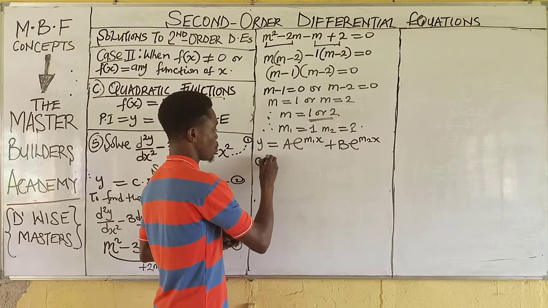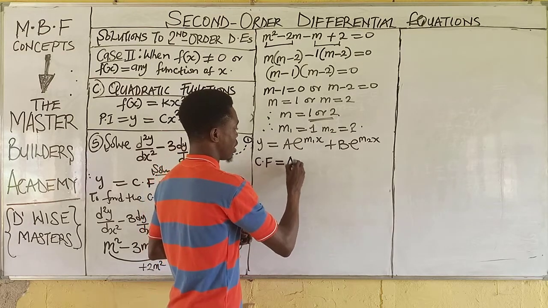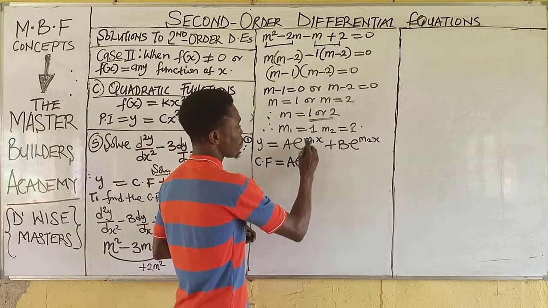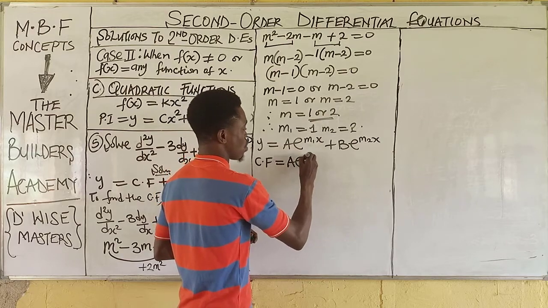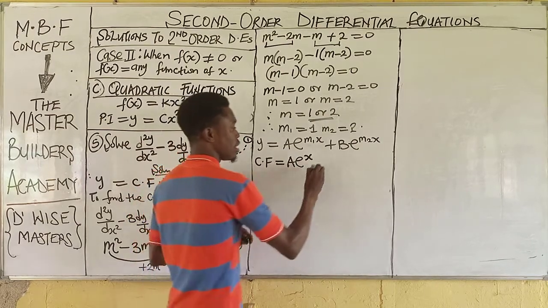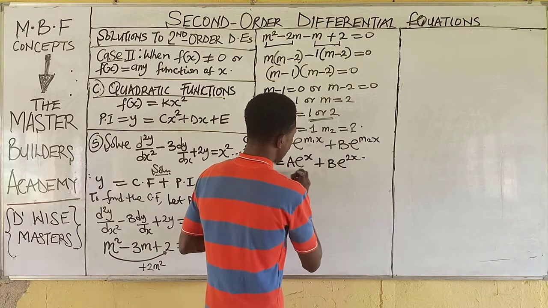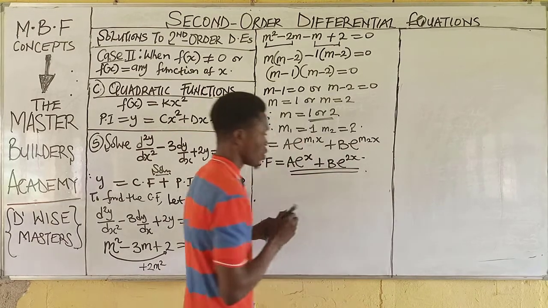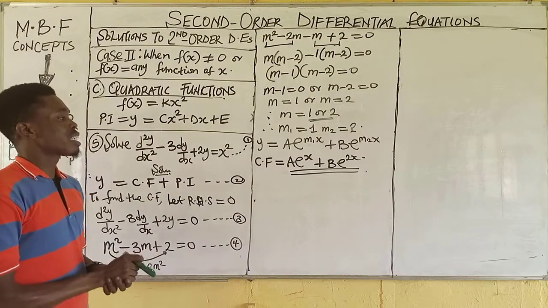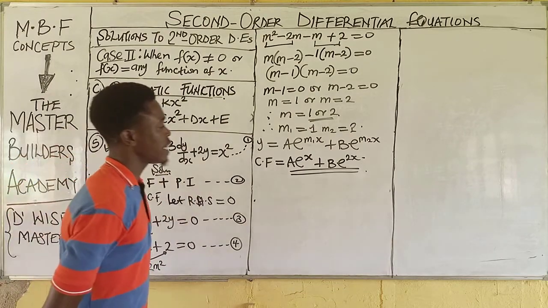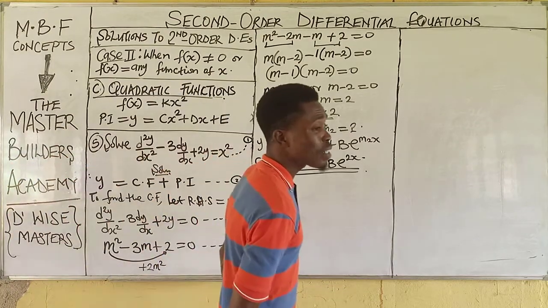So I can replace y with the complementary function. I have that a exponential m1 is 1, so I'm going to have 1x, which is sitting as x, then plus b exponential 2x. This is the complementary function for this particular question. Now the next thing we are quickly going to look at is the particular integral.